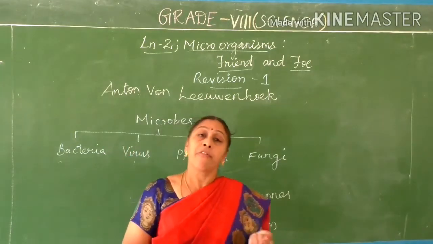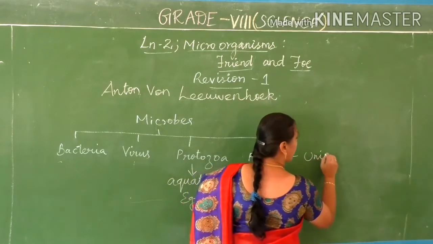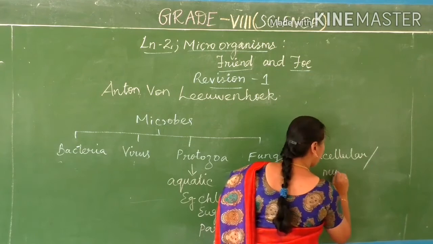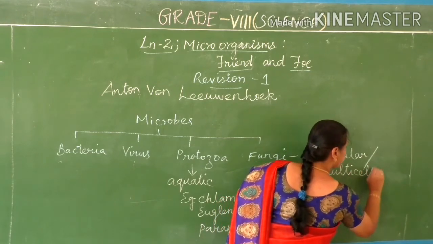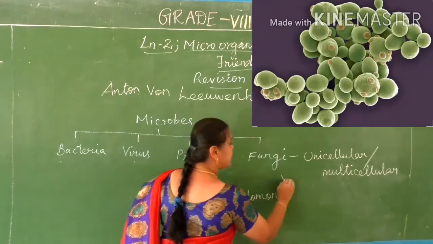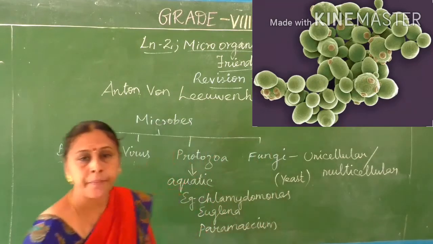Next one is the fungi. This is either unicellular or multicellular. For example, yeast. Yeast is a common example of fungi.